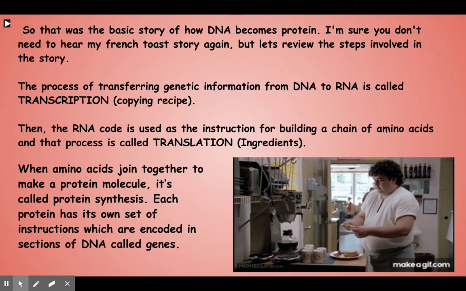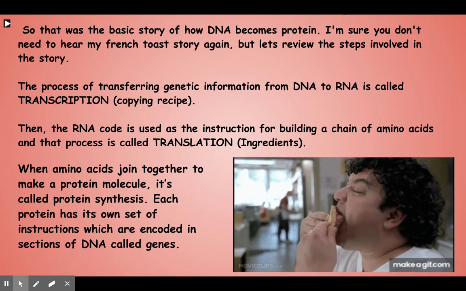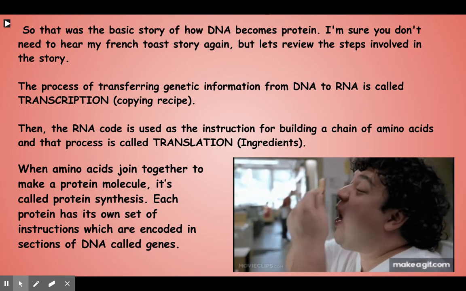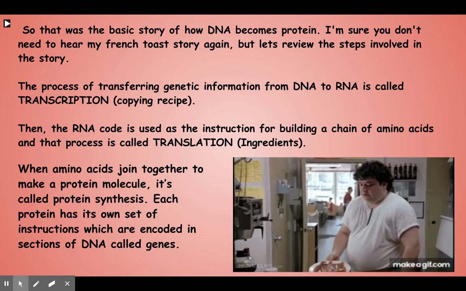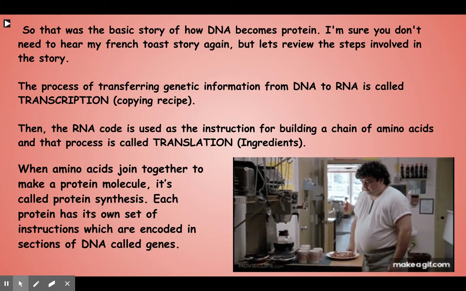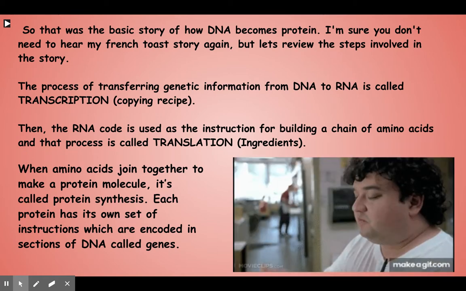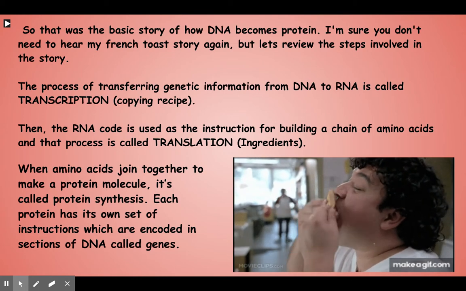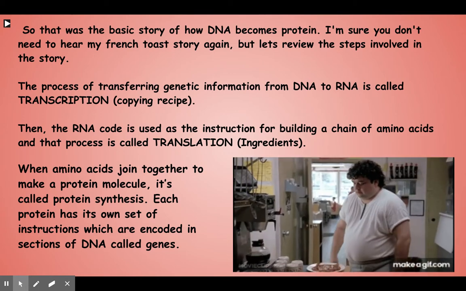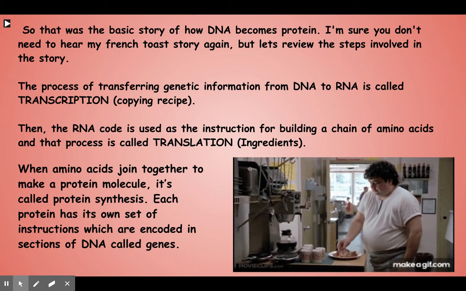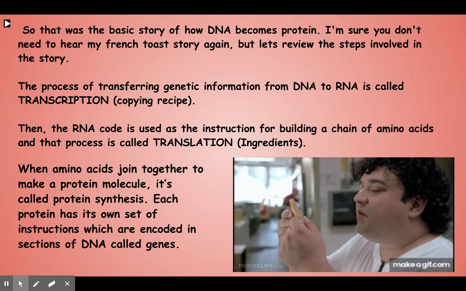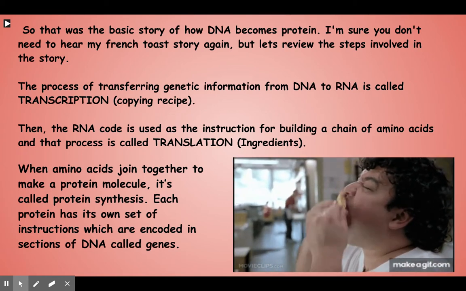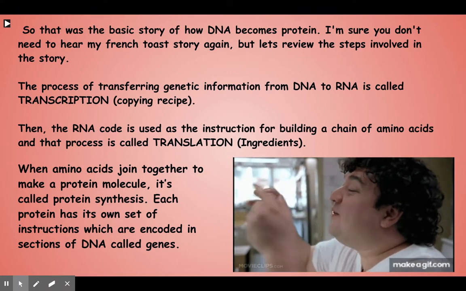So that was the basic story of how DNA becomes protein. I'm sure you don't need to hear my French toast story again, but let's review the steps involved in the story. The process of transferring genetic information from DNA to RNA is called transcription, which would be copying the recipe. Then the RNA code is used as the instruction for building a chain of amino acids, and that process is called translation, which would be the ingredients.